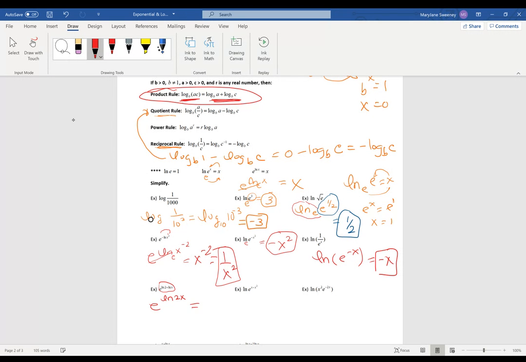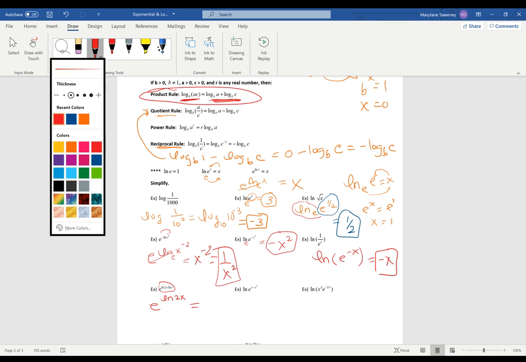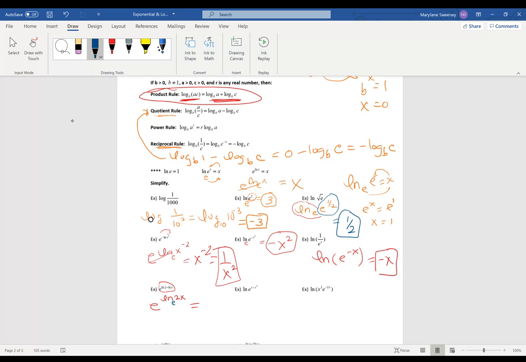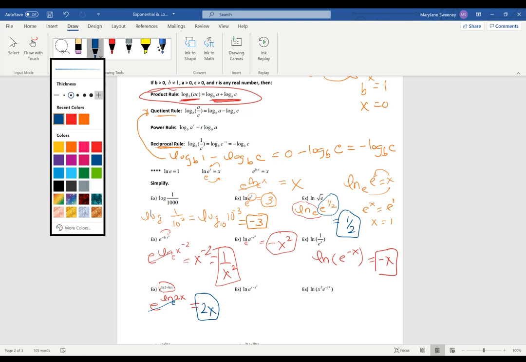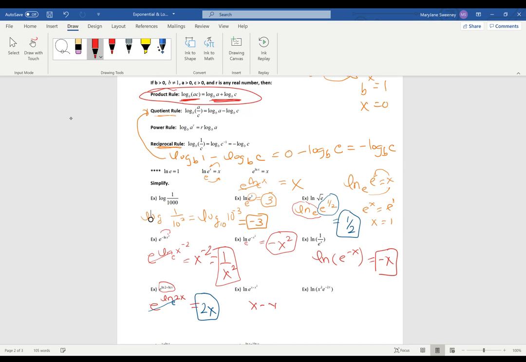And then e to the ln, remember this is a log with base e. So an exponent base e and log base e cancel each other out, and I get 2x. Ln and e cancel each other out. This is just x minus x squared.